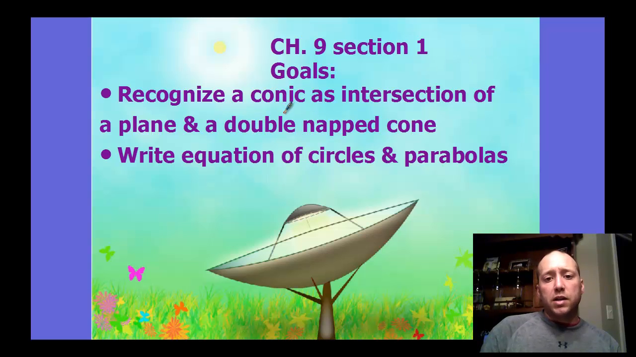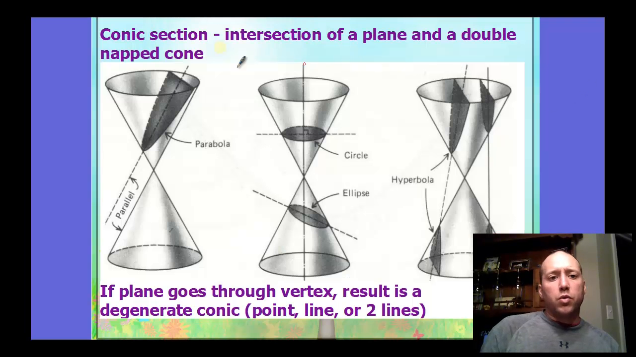So we're going to recognize a conic as an intersection of the plane and a double nappe cone, and then write equations of circles. So a conic section is an intersection of a plane and a double nappe cone. A double nappe cone is when you have the two cones meeting at this point here. And if you intersect it with a plane, so if you cut through it with a flat surface, these are the different shapes you would have.